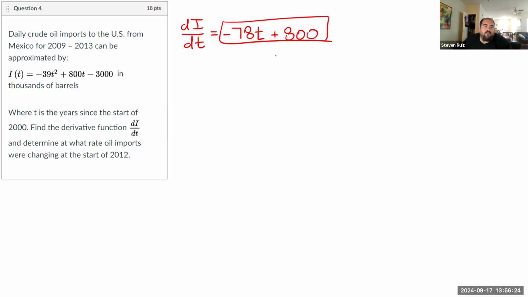Determine at what rate oil imports were changing at the start of 2012. So t is the number of years since the start of 2000. So that means I want to evaluate this at t equals 12 years after 2000. So that's equal to negative 78 times 12 plus 800. And did I write that down? Yep, we got a value of negative 136.